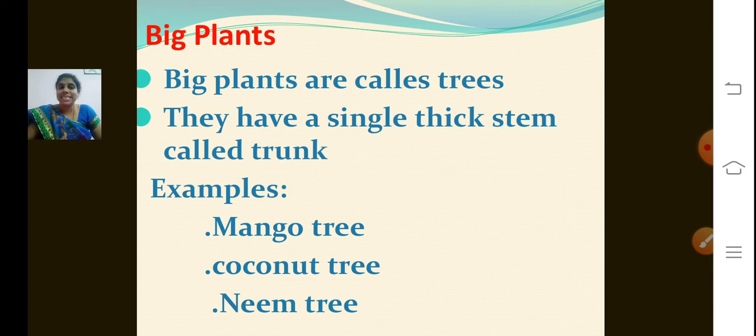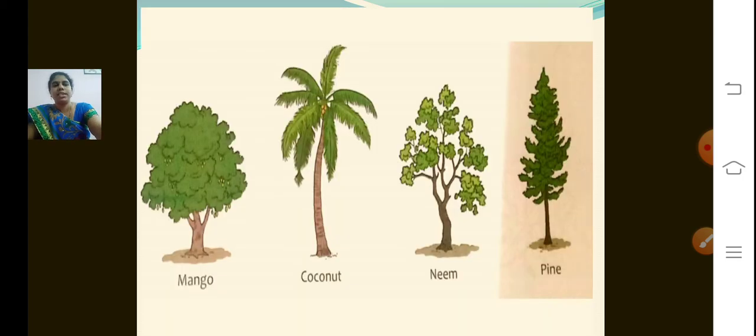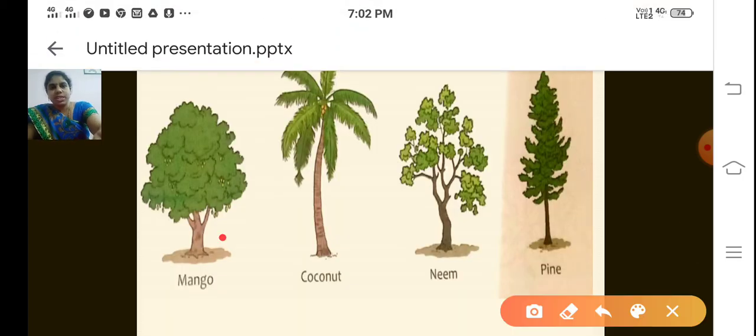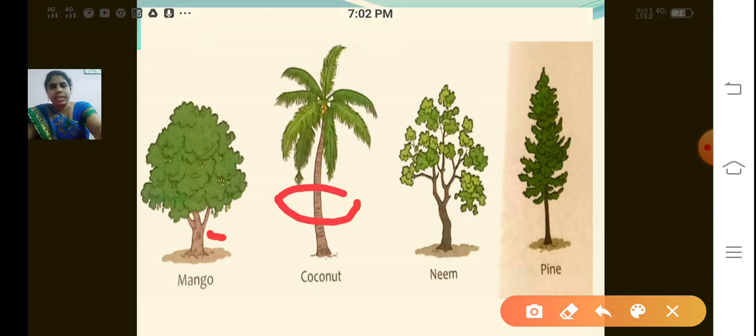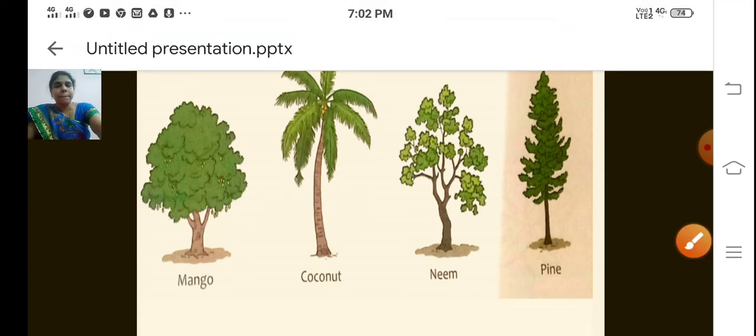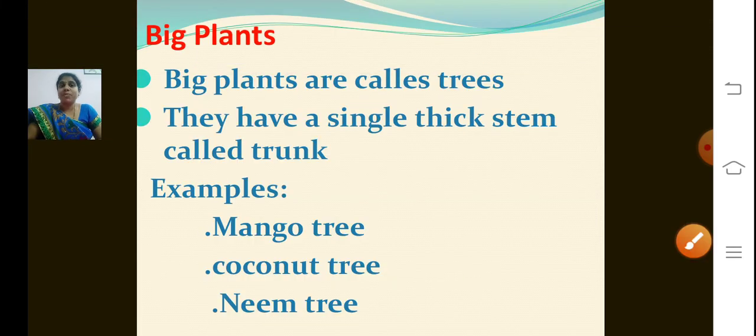They have a single thick stem called trunk. Just see here, this is called trunk. It is thick, right? Stem is very thin in what I showed you before, but in these big plants the stem will be thick. What do we call it? Trunk. They have a single thick stem called trunk.